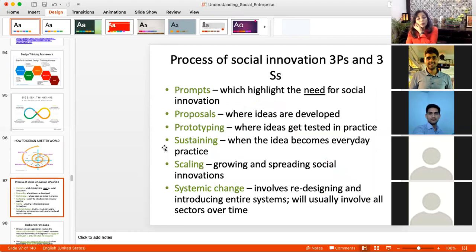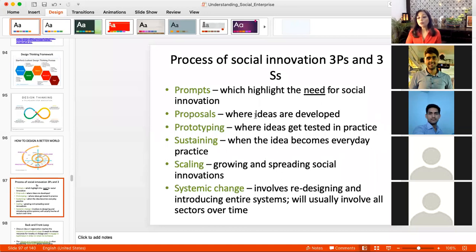So connecting it to design thinking, to social enterprise and social innovation, we can say that the whole process of social innovation involves, through design thinking, in a way, the 3 Ps and 3 Ss. That is, what are the prompts, what are the proposals, what are the prototypings, what is sustaining, scaling, and systemic change.